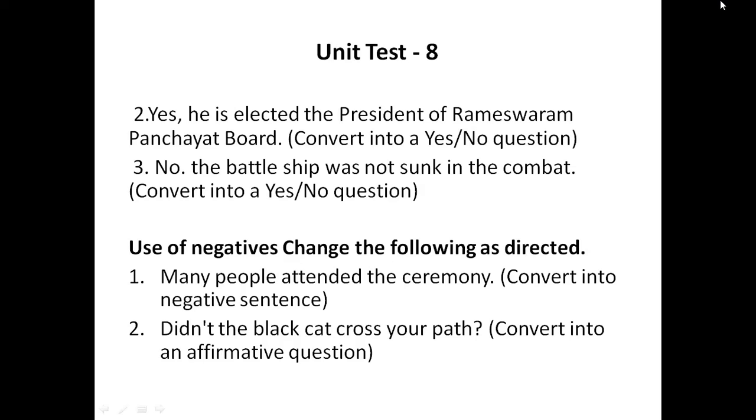Next topic is use of negatives. I hope all of you remember the words which indicate negativity in a sentence. No, never, not. Remember these words. Either you are going to include the words to make the sentence negative, or you are going to remove the words to make the sentence either assertive or affirmative. First sentence given here is, many people attended the ceremony. Convert into negative sentence. Second one, didn't the black cat cross your path? Convert into affirmative sentence. Now when you are framing questions and when you are answering the questions on use of negatives, remember one more thing, that you need to retain the tense in the sentence.